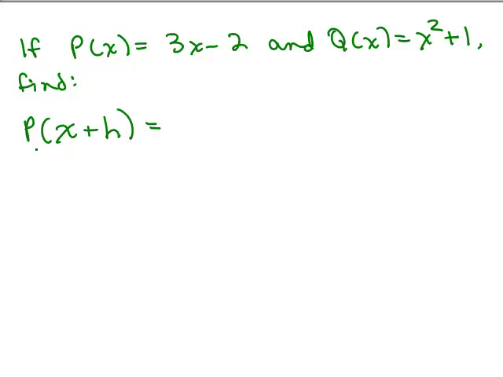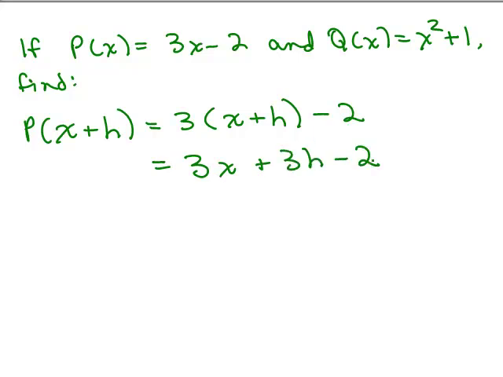All right, why don't you try this one? P of x plus h. Remember, we did this on the previous video. We're going to plug in x plus h for x. Try this on your own. So what do we have? Instead of x, we're going to write x plus h minus 2. Right? There's like 3, whatever's in the parentheses, minus 2. So we have 3x plus 3h minus 2. And that's as far as we could go.